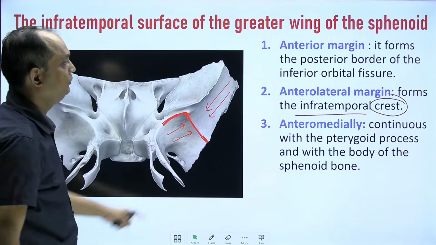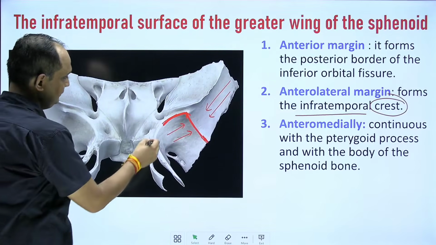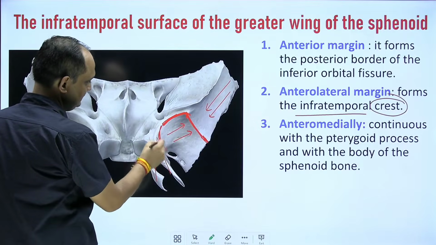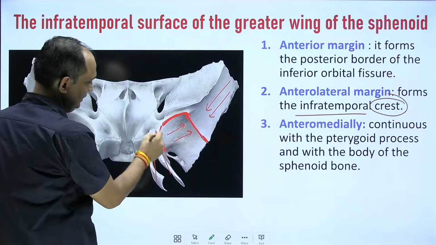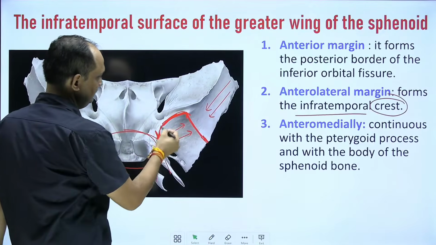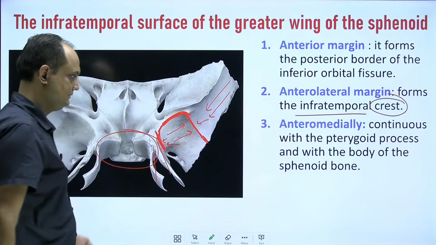Then you will have the anteromedial margin that continues with the pterygoid process and the body. So, this is your anteromedial margin. Now, this is the pterygoid process. So, this anteromedial margin continues here with the body and the pterygoid process. So, this is your anterior margin, this is the anterolateral margin, and this is your anteromedial margin.